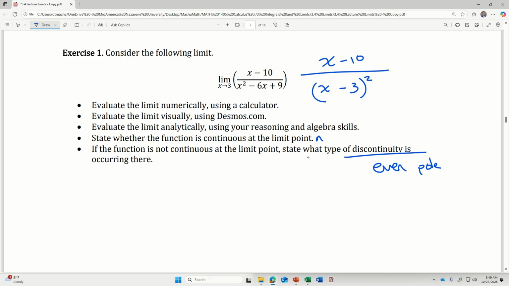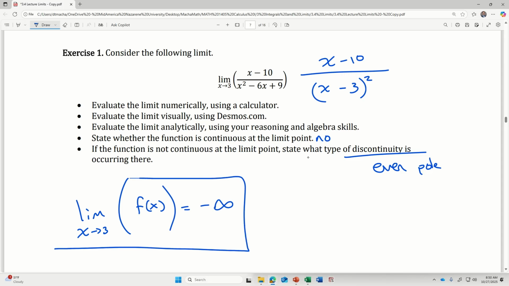We would say, no, it's not continuous. And the limit, as x approaches 3 of this whole thing, is negative infinity. So limits can be real numbers, like 1.5 or 0. Limits can be positive infinity. Limits can be negative infinity.